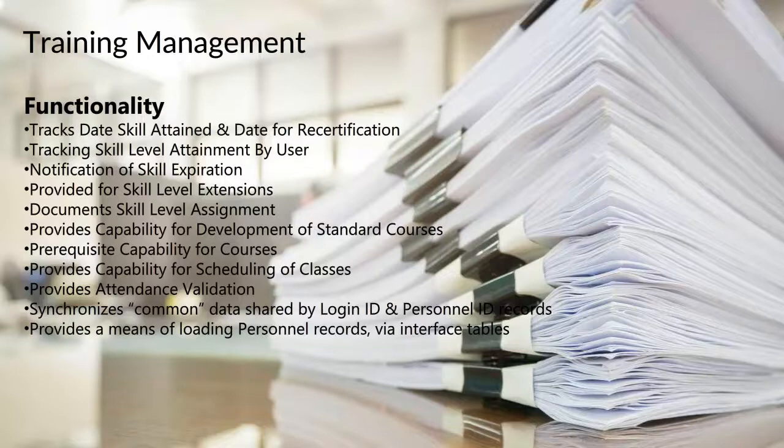TM can also notify if certain skills have recertification requirements. It provides skill expiration notification. It tracks dates skills are attained and dates for recertification. It allows for skill level extensions if, for instance, someone is on vacation or has some other legitimate reason for being absent. It features the prerequisite requirements if desired, so if needed, courses can be taken in a sequential order.